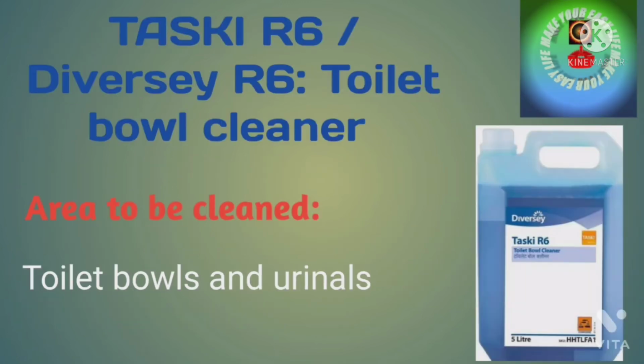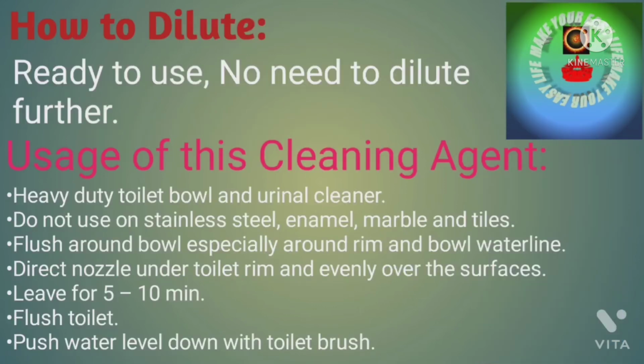Taski R6. Where is it used? How to dilute? Taski R6 is a toilet bowl cleaner chemical. Area to be cleaned: toilet bowls and urinals. How to dilute? Ready to use, no need to dilute.